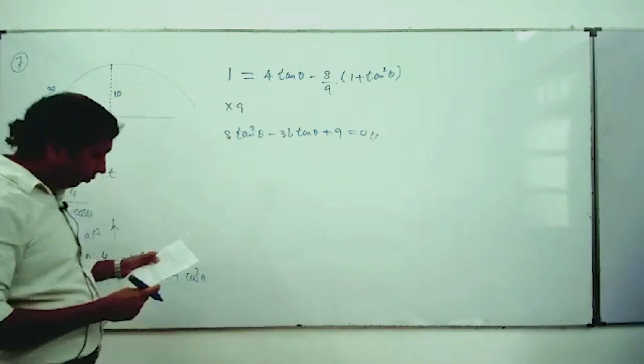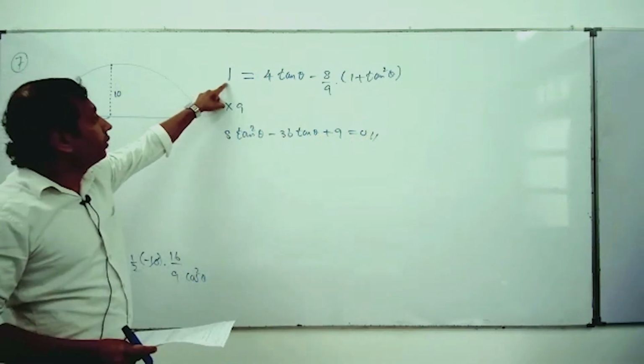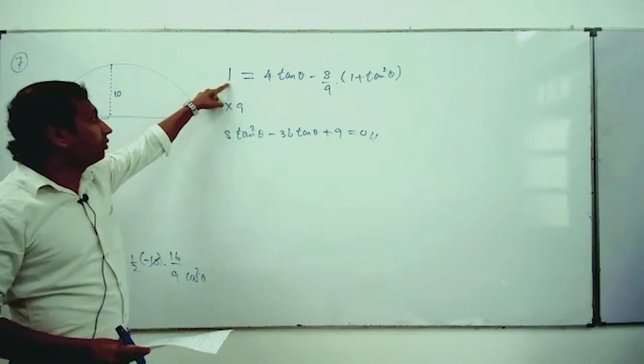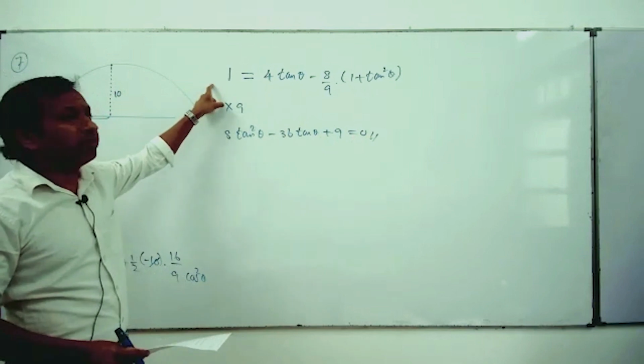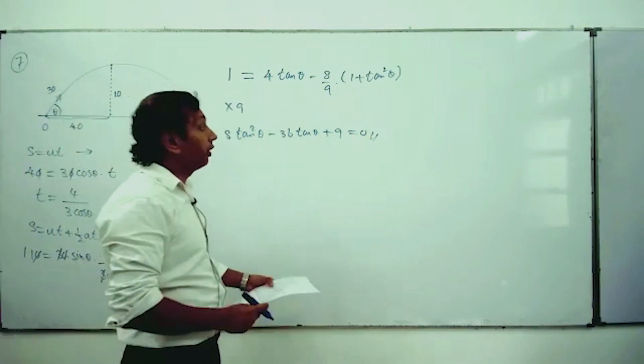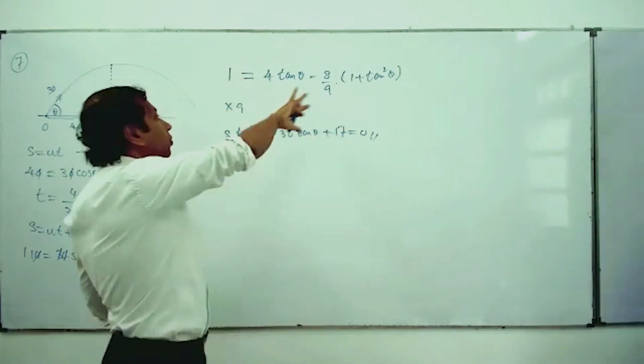What is that? We have multiplied this by 9, no? Then that 9 is there, right? And when you bring minus 8, it is 9 plus 8, which is 17, not 9. 17. This should be multiplied by 9, no? Both sides should be multiplied by 9, no?